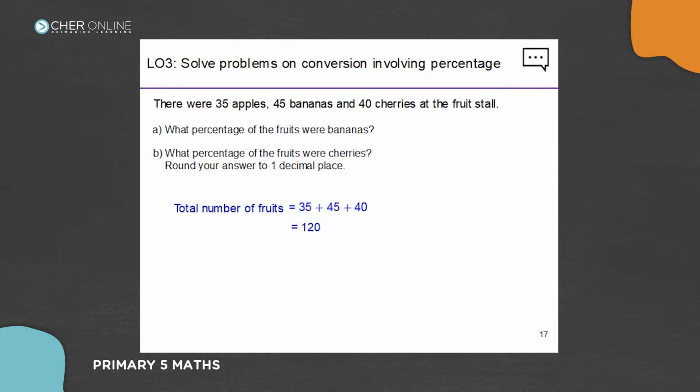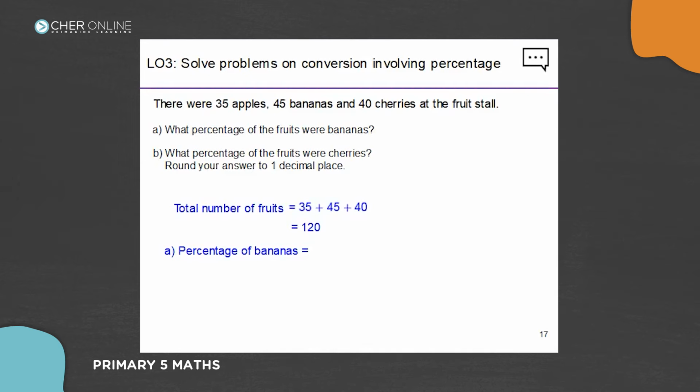Are you confused about this? Because it is the percentage of the fruits. Before you find the percentage, you need to know what percentage of what thing. In this case, it is of the fruit. Find the total number of fruits first. Is that clear?